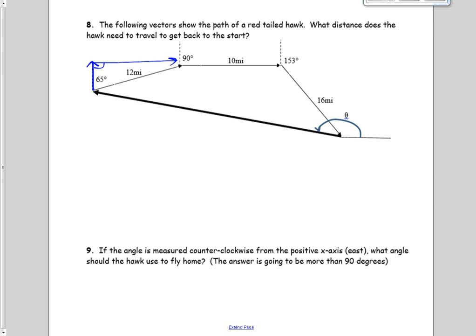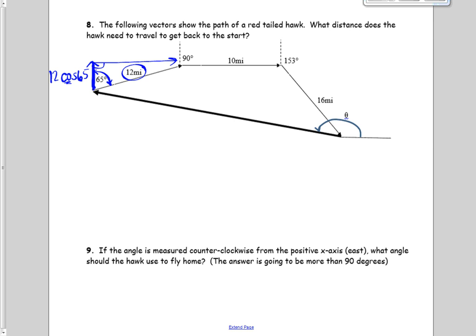And so if I look at this little triangle here, it's got a hypotenuse of 12 miles, and I've got an angle here of 65 degrees. So if I want to know the length of this side, it's going to be 12 cosine 65. And it's cosine because it's adjacent. This side's adjacent to the 65 degrees.